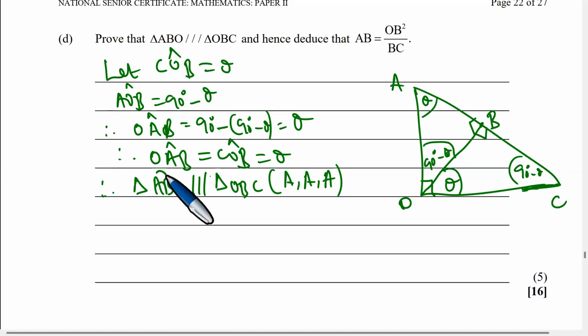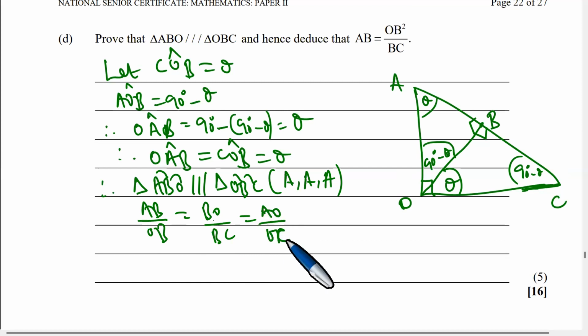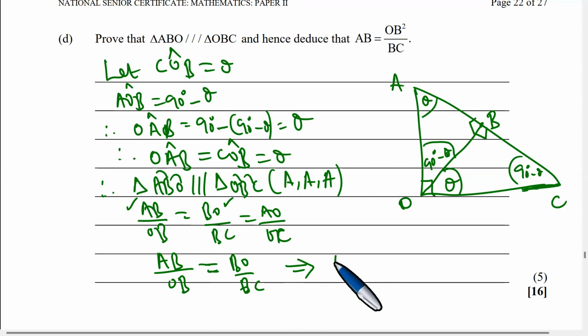And if that is the case, then you take the first two. So you can take AB over OB, BO over BC, OC. So you take the first and the last. So you have BO over BC, which is AB over OB. What is the meaning of this? You can cross multiply these so that AB is equal to OB times OB, which is OB squared, divided by BC. And that proves that this is the case.